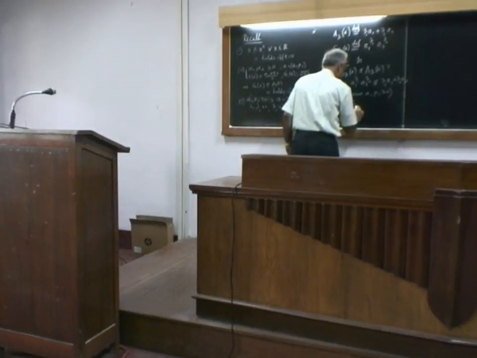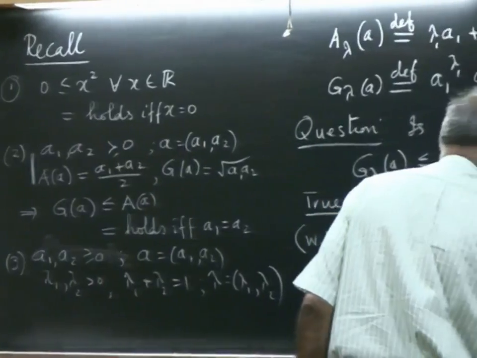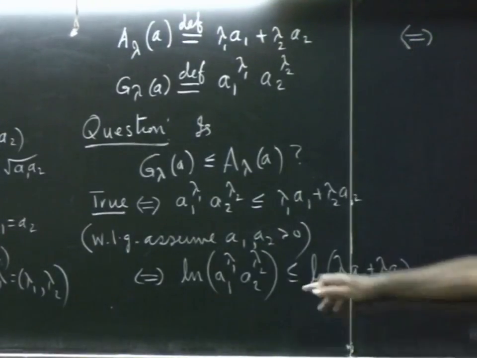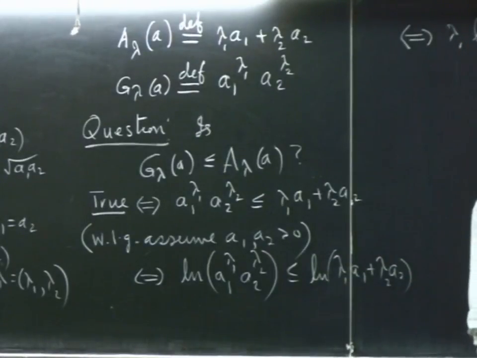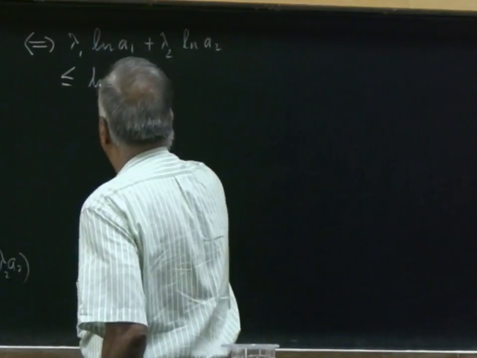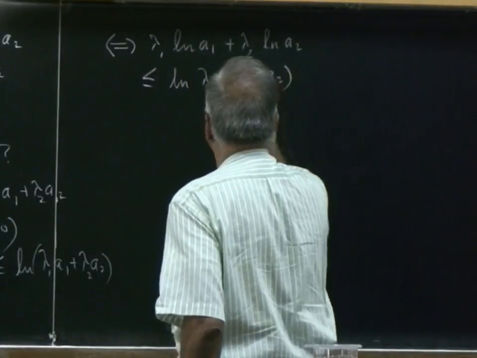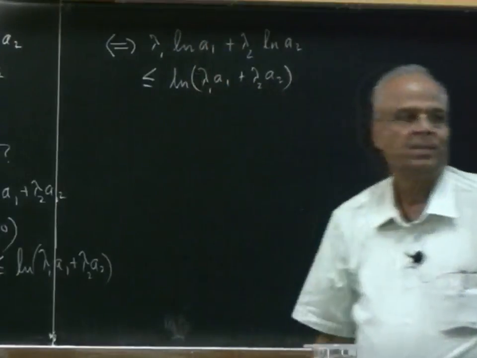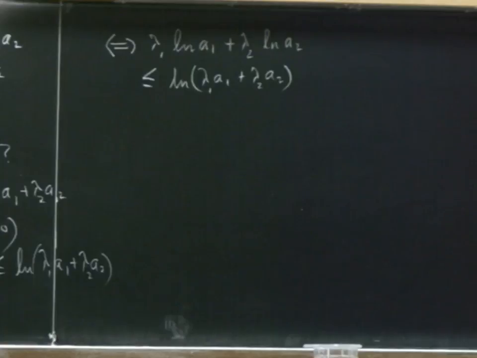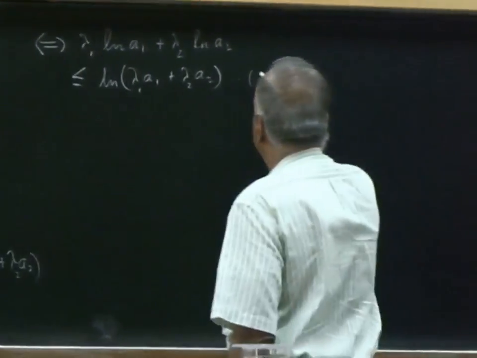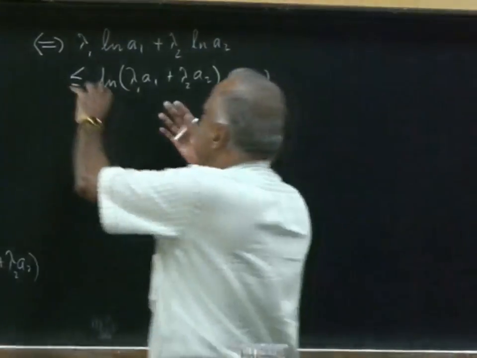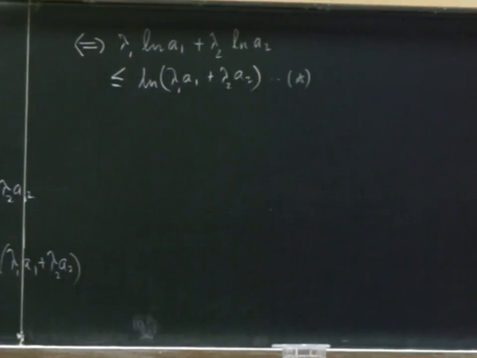So, this is true if and only if log of A1 power lambda 1 times A2 power lambda 2 is less than or equal to log of lambda 1 A1 plus lambda 2 A2. So, now let us take the logs. So, it is lambda 1 times log A1 plus lambda 2 times log A2 is less than or equal to log of lambda 1 A1 plus lambda 2 A2. So, therefore, the weighted arithmetic geometric mean inequality boils down to this, the logarithm inequality I pointed out in the beginning of yesterday when we started discussing inequality. So, all I have to do is verify whether this is true. If we prove this inequality, then automatically the geometric arithmetic mean inequality is proved.